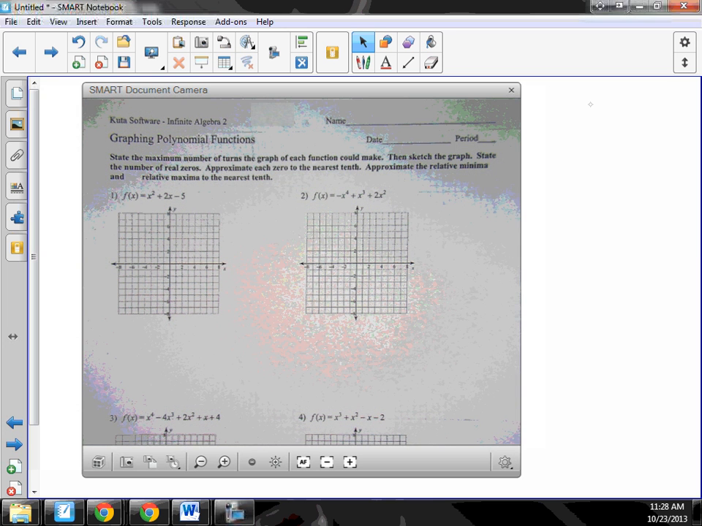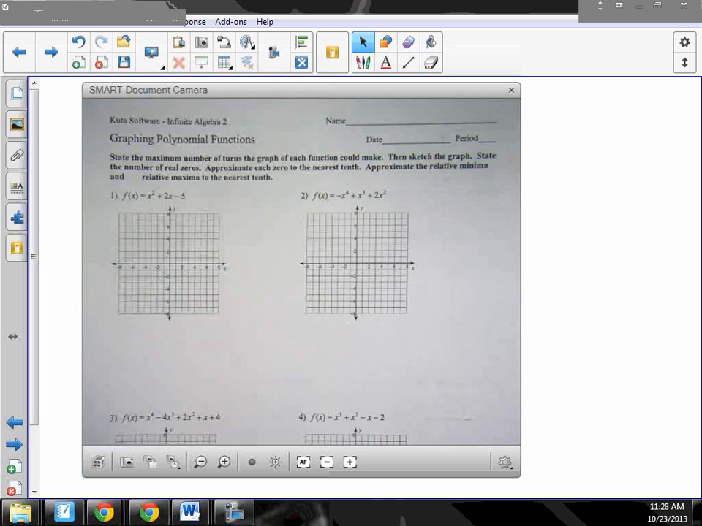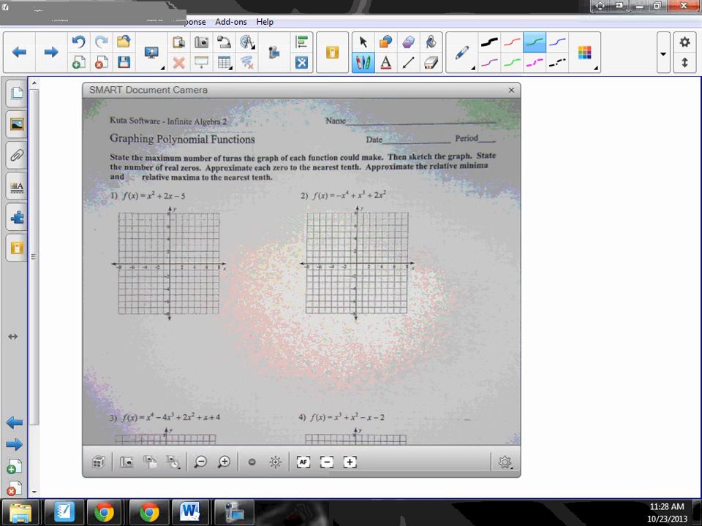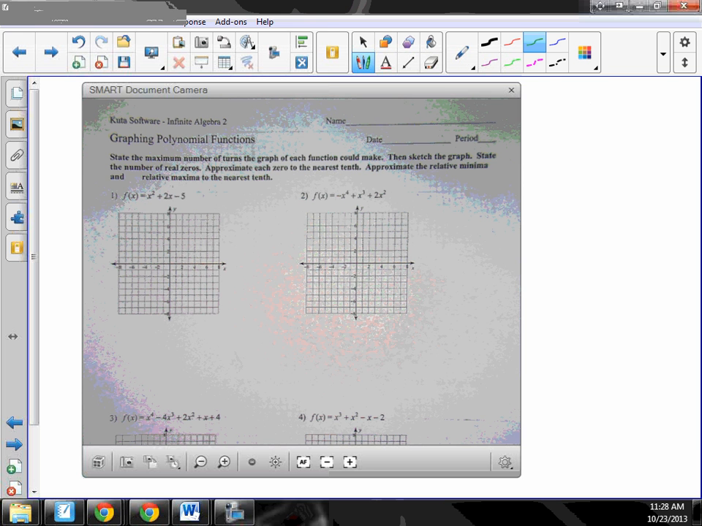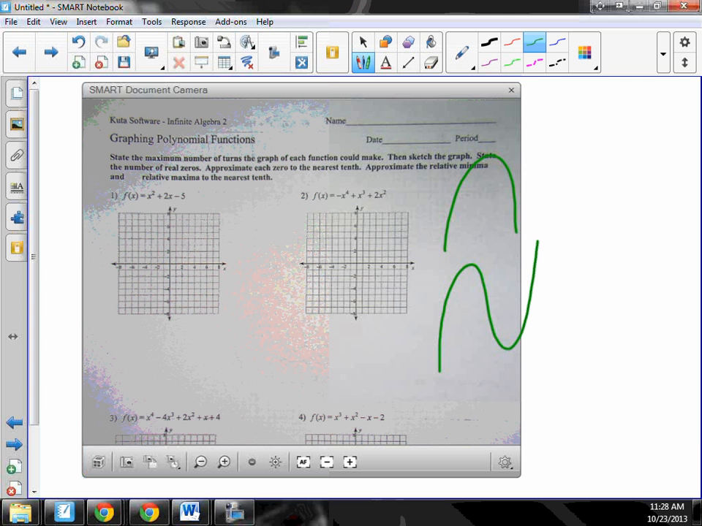Okay, today we're going to be graphing polynomial functions and answering a whole bunch of questions. So if you look at the instructions on this worksheet, it says, state the maximum number of turns the graph of each function could make. So when you graph polynomials, they could look like this, they could look like that, they could look something like this.